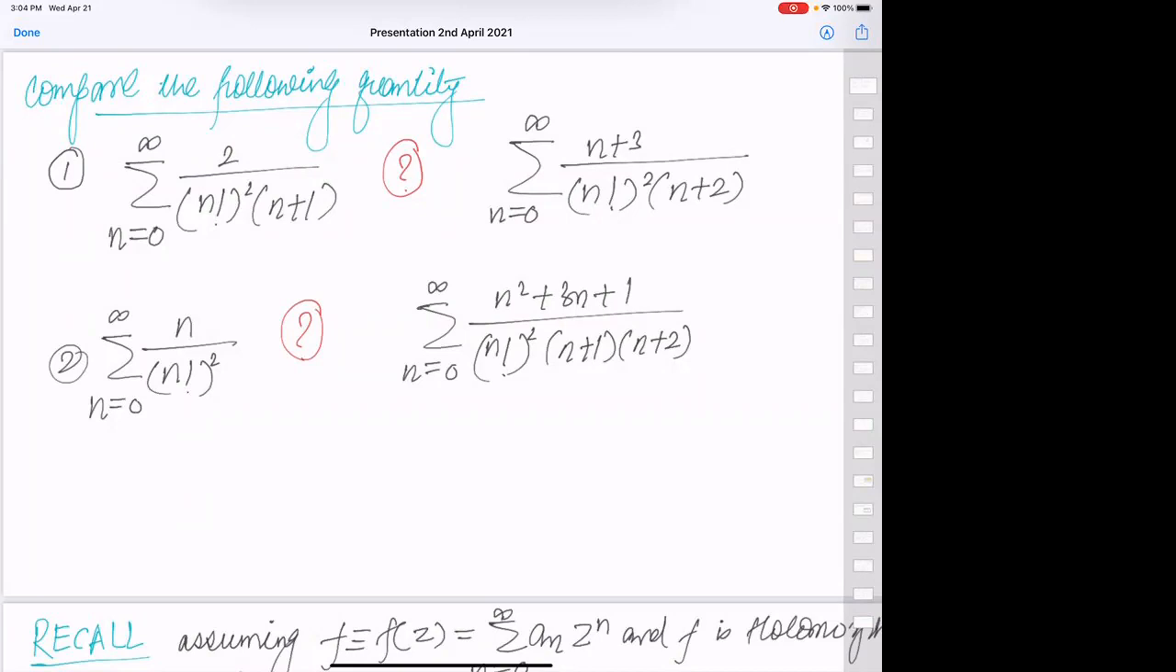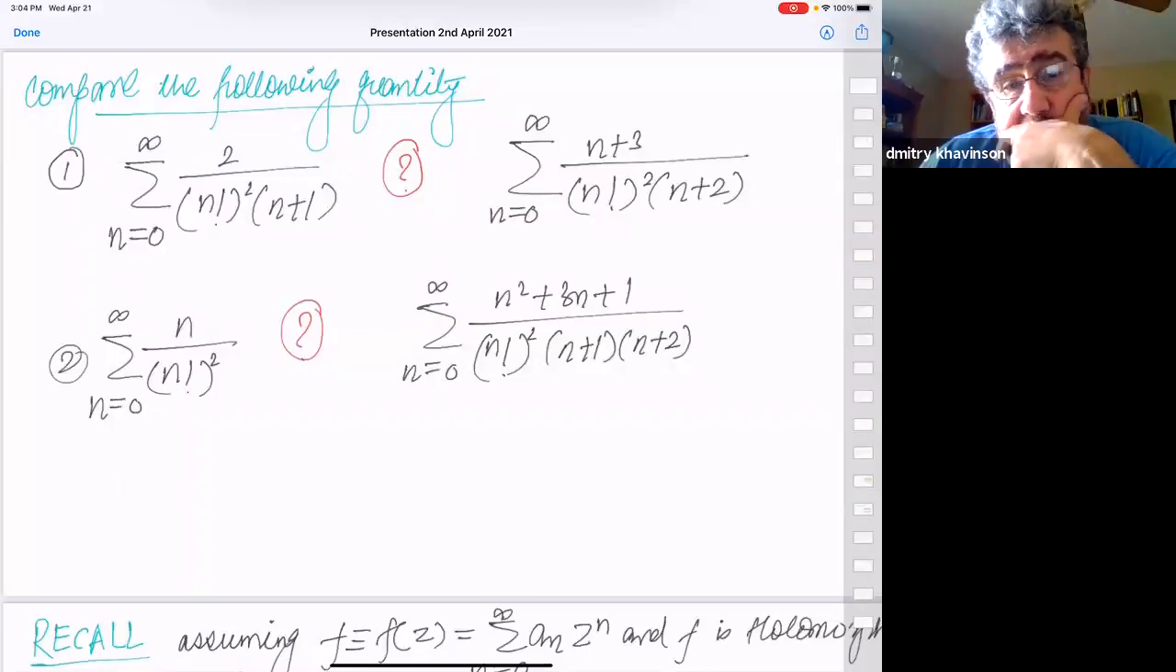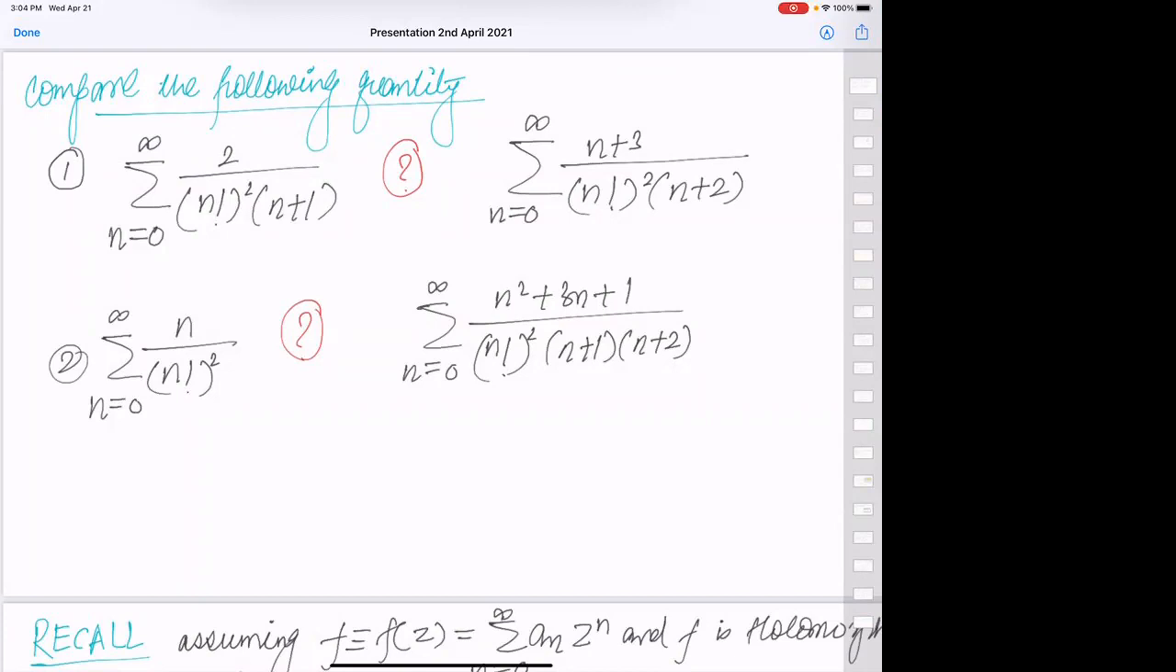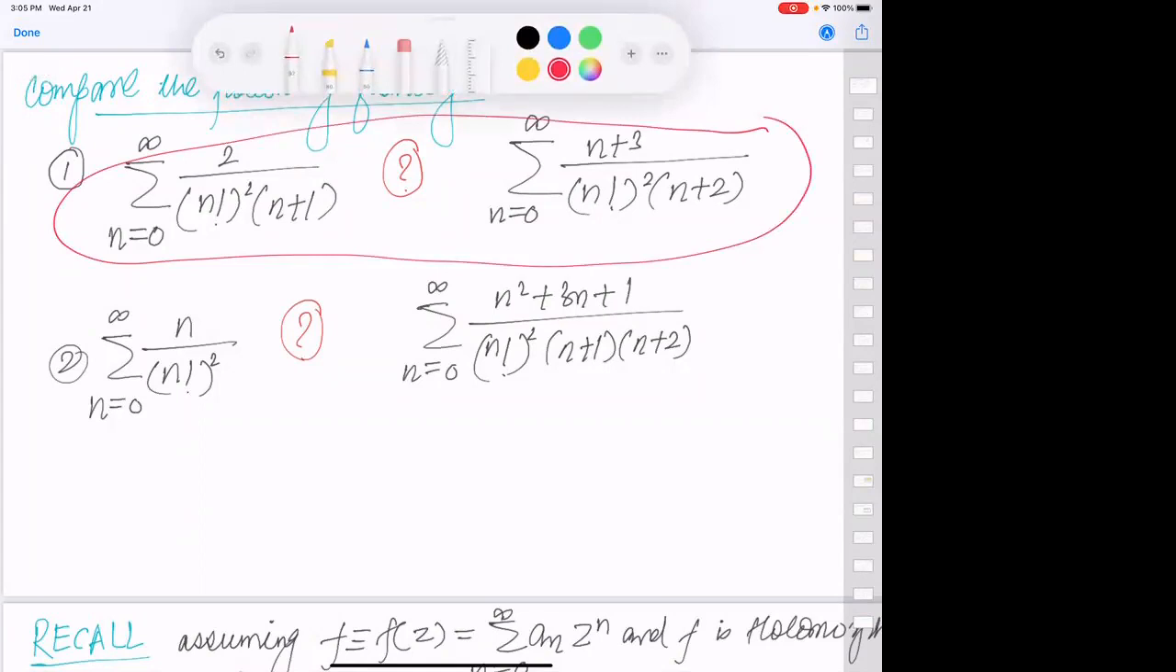Before going further and before discussing what I'm going to talk about, I would request everybody to have a look at slide 1, where I would request everybody to compare between these two quantities. The first quantity says that you have a summation of 2 over n factorial squared multiplied by n plus 1, and the second one is a summation of n plus 3 over n factorial squared times n plus 2. So this is the first quantity that I would request you to compare.